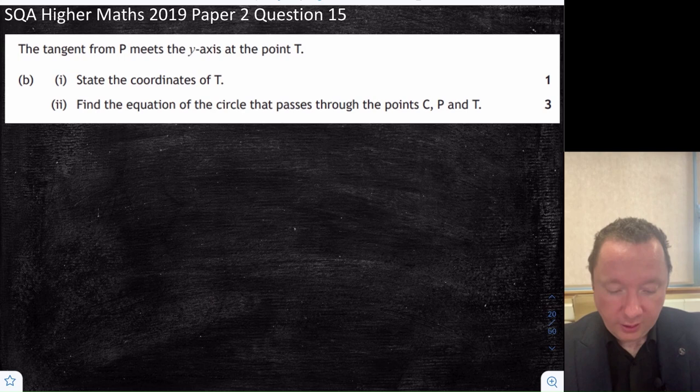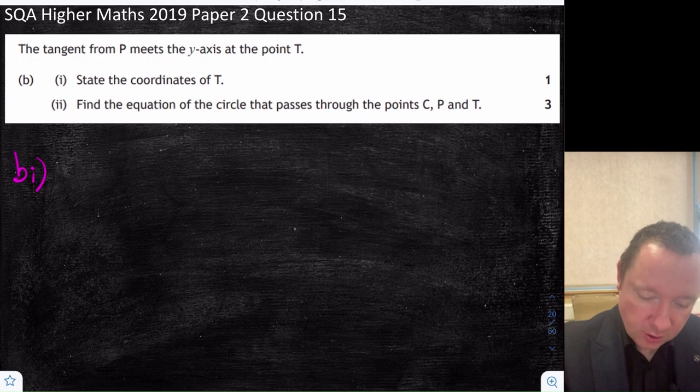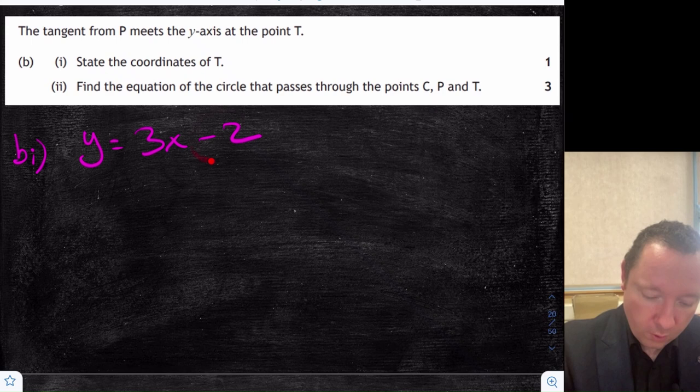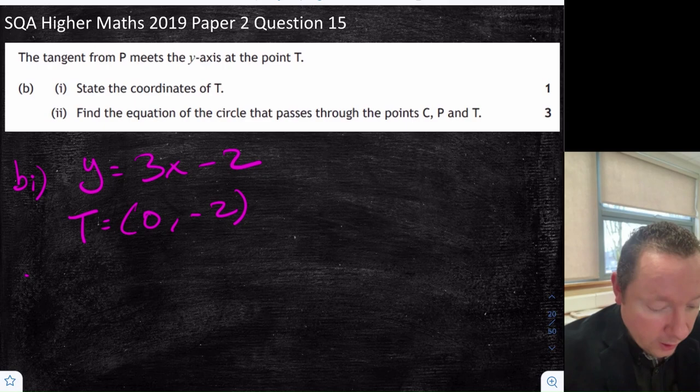Part B says the tangent at P meets the y-axis at point T. State the coordinates of T. Remember, the equation of our tangent is y = 3x - 2. So it meets the y-axis when x is 0, in other words, y = -2. So the point is (0, -2). And we're done there.